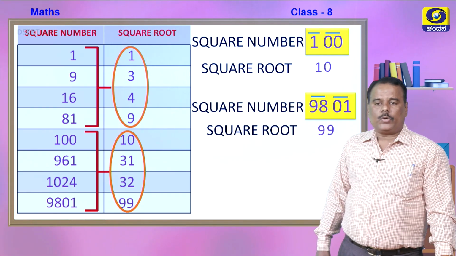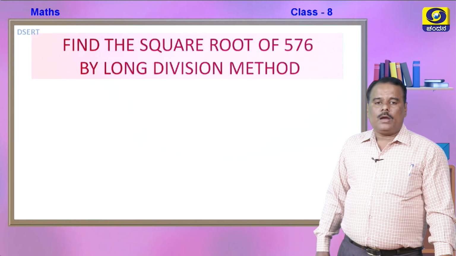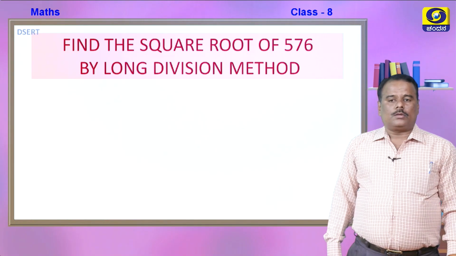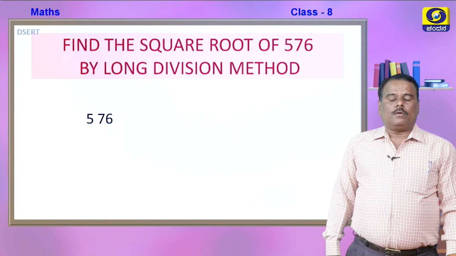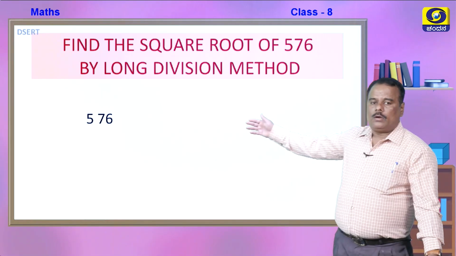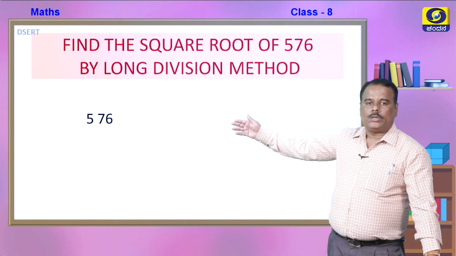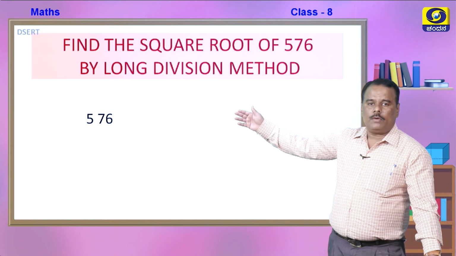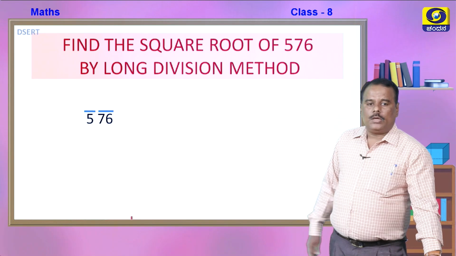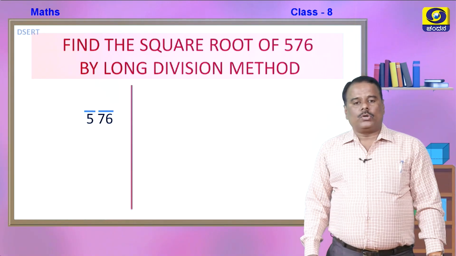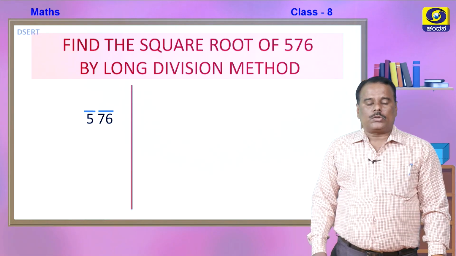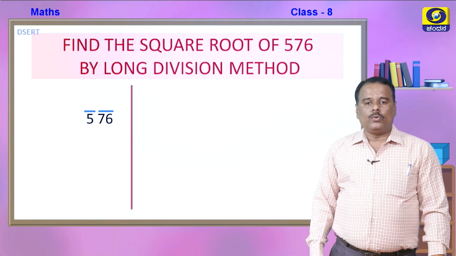So, keeping all these points in view, we will find the square root of 576 by the long division method. First, as we did before, we have to group the digits together. Start with the units digit, that is 6, and the tens digit, that is 7. Together they will form the first group. Then go to the hundreds place, which will form another group. So 576 has a square root which has 2 digits.